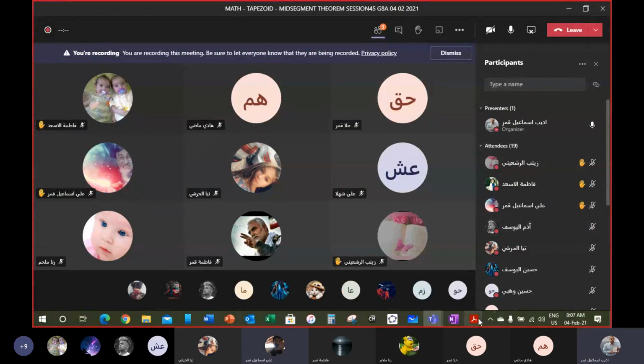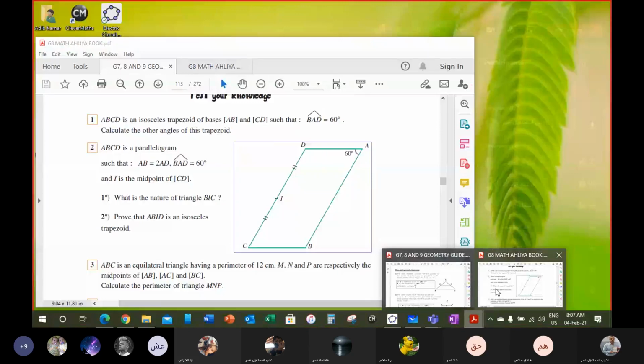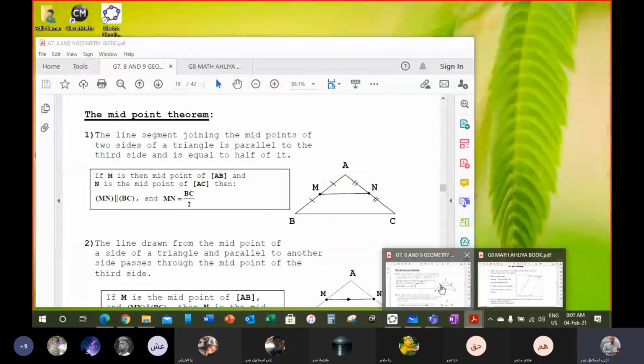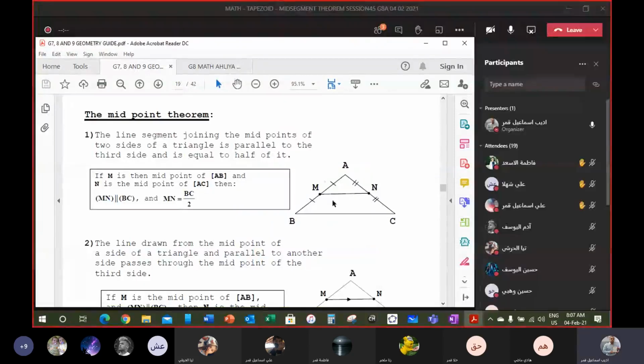So the line segment joining the midpoints of two sides of a triangle is parallel to the third side and is equal to half of it. That is, MN is parallel to BC and equal to half of it. M is the midpoint of AB and N is the midpoint of AC. Okay, we need to memorize this: the line segment joining the midpoints of two sides of a triangle is parallel to the third side and is equal to half of it.